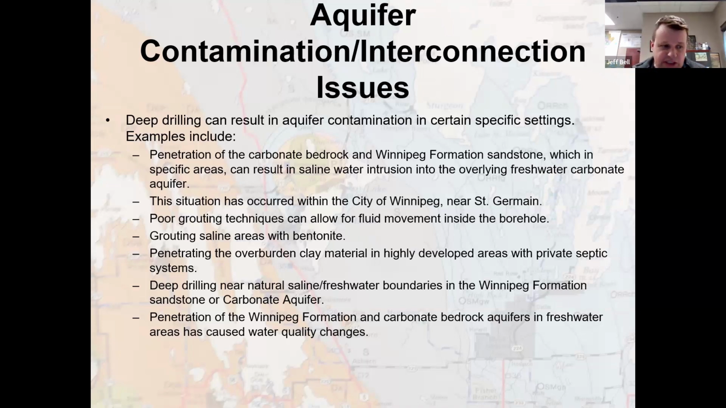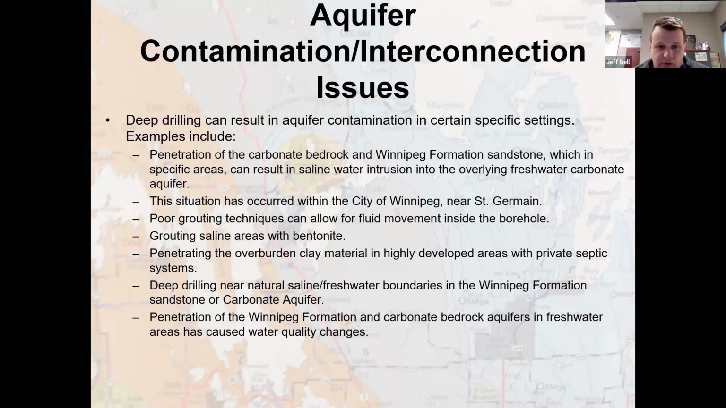So basically, if you drill all the way through the limestone in the Winnipeg area and you penetrate the shale and you get into the sandstone, you can contaminate the limestone bedrock with water from the sandstone that has a higher head pressure in it. And that has occurred actually in a number of cases, particularly in the downtown area, where people have inadvertently poked into the Winnipeg Formation and they've caused saltwater intrusion into the freshwater portion of the aquifer.